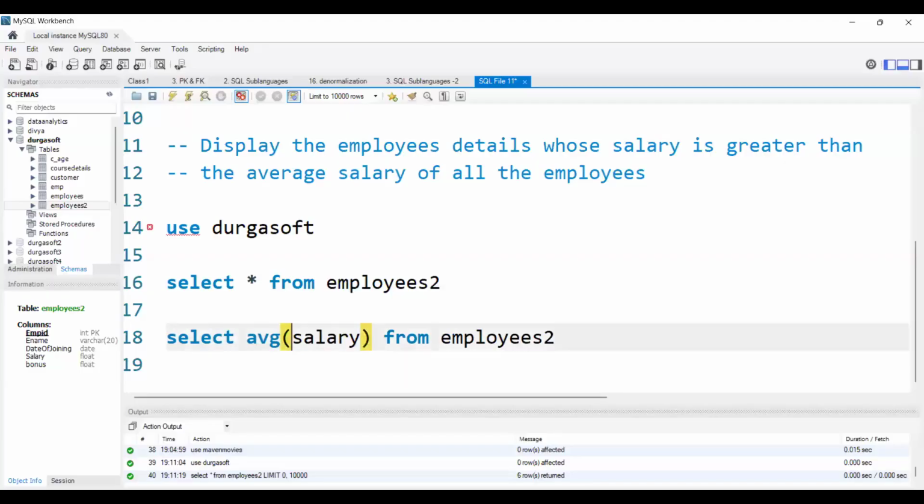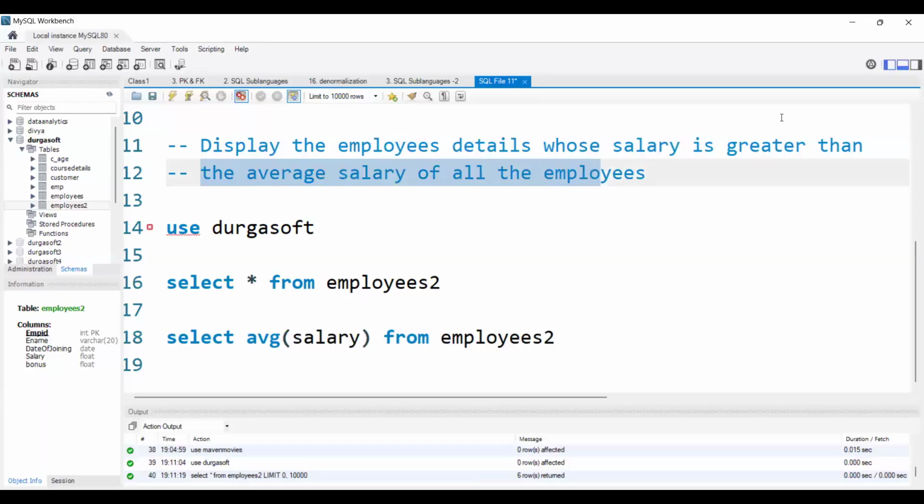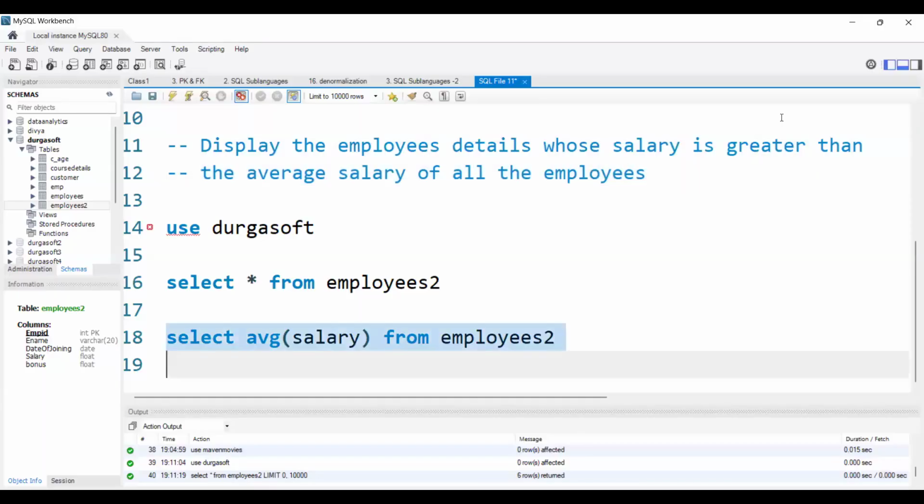So to find the average salary of employees, we will use an aggregate function called average. We saw that previously, and I will write it as select average salary from employees to. Let me just execute this one. I'm just trying to divide these questions into two parts. My first question is display the employee details whose salary is greater than, something like that. And the second question is the average salary of all the employees. Now I'm just trying to solve the second question in the complete question.